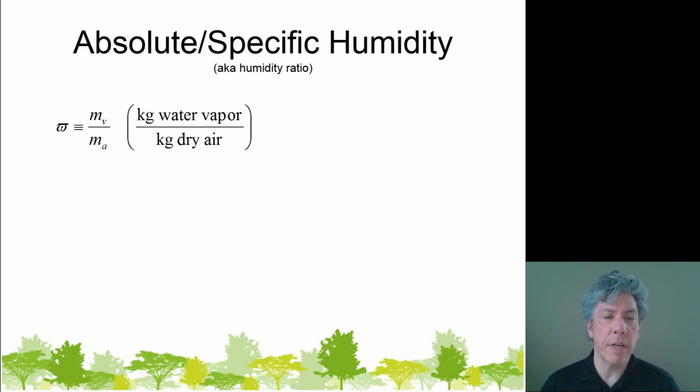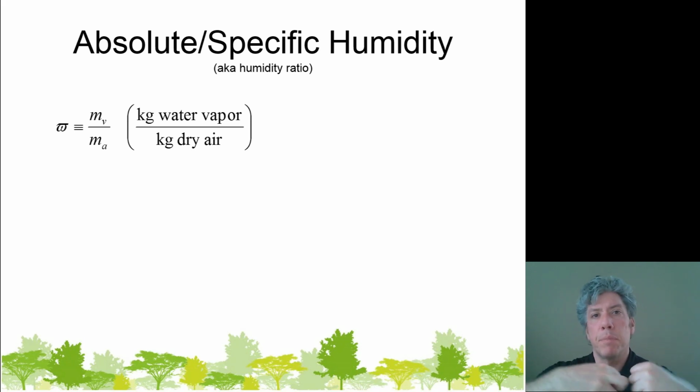So the absolute humidity is very simple. It's just defined as the mass of water vapor in a given volume of air divided by the mass of the air itself without the water vapor. Now, obviously, the air is mixed in with the water vapor. There's no magic way to grab hold of it and pull it separate from the water vapor. But the point is, we're looking at the ratio of the mass of the water vapor to the mass of the air itself.